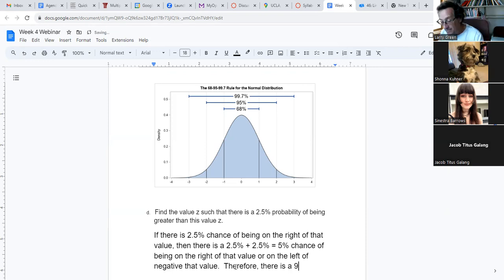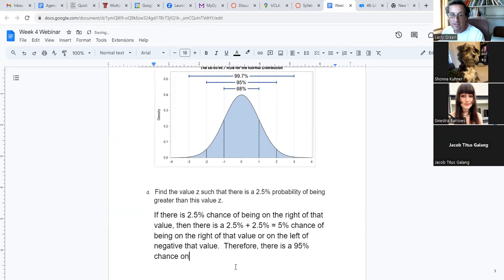So there's a 95% chance of being in between negative that value and that value. Why is that good? So why is that good? Why can we just answer the question now?